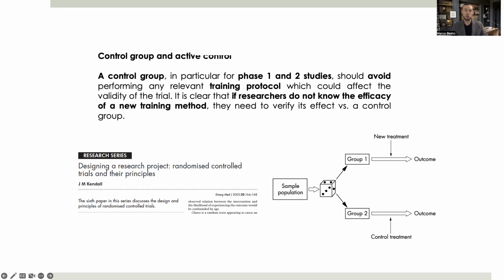However, in many cases, we know that a training method is effective. Therefore, designing trials with no intervention groups as control that involve athletes is sometimes impractical or also considered unethical. In this case, the researchers don't involve a no intervention group, but they compare the effect of a new intervention versus an intervention which has been proven to be effective before. So in this case, an active control, or another name that we can give to this active control, is current best practice treatment.